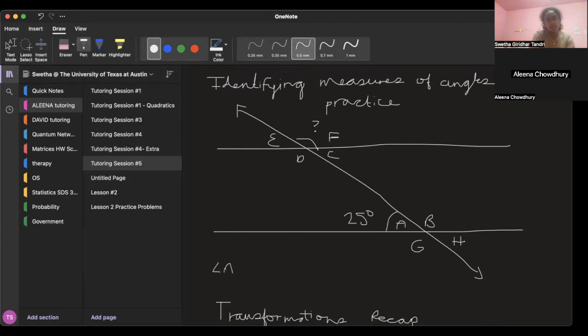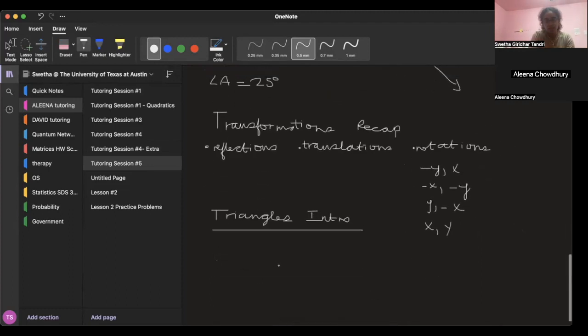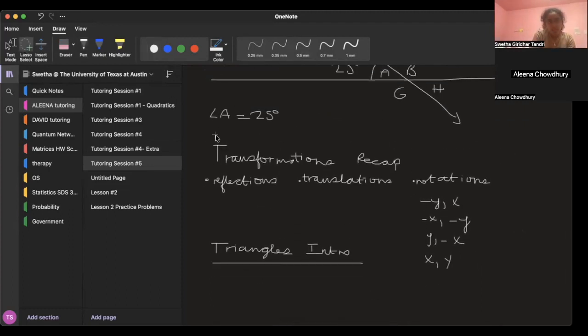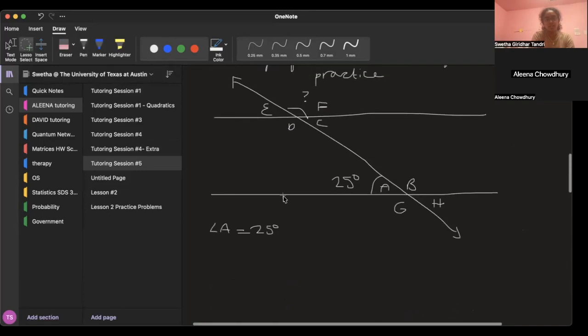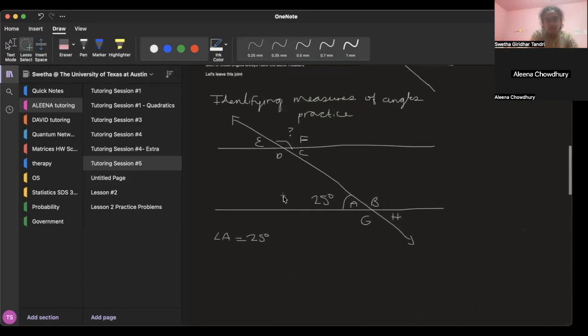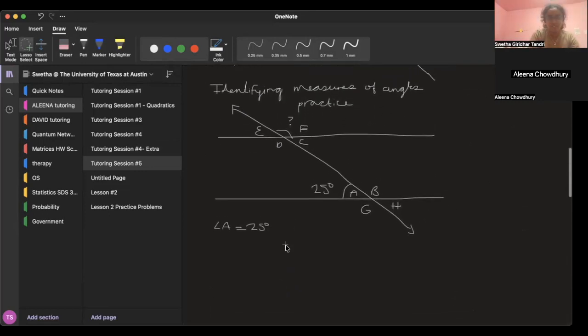Angle A, the measure of A is 25 degrees. I think I might need to move this down even more. Or I could just put this on a new page. Yeah, this will just go all the way down there. Okay, so this is the information that's given to us.